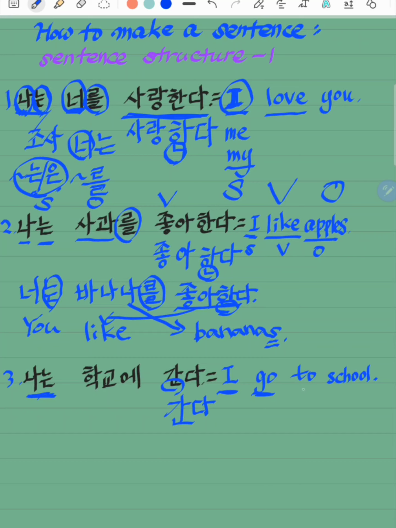In the English language, you use lots of prepositions. So to school, but here they use the grammar particle 에, which means to. So instead of using prepositions, they use a grammar particle meaning to, sometimes from. So instead of using prepositions, in the Korean language, they use grammar particles. That's the takeaway number 3.